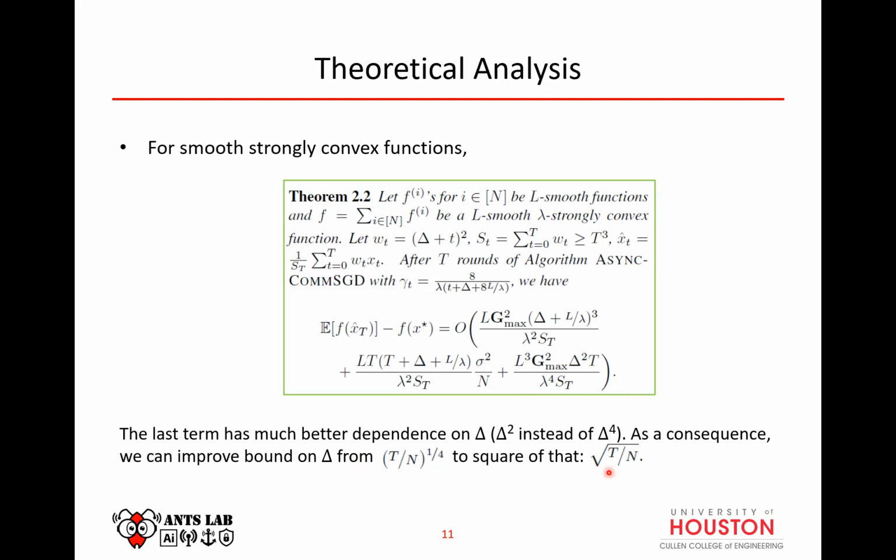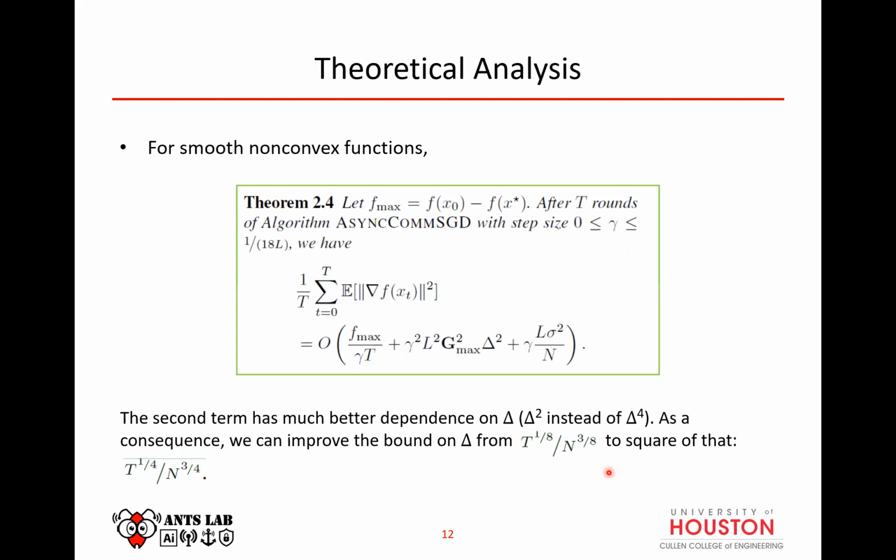So this was for the strongly convex functions. And they have a similar kind of analysis for the non-convex settings, where they use something called f max. It's a term to say what was the function value x0 that you started with, down to the global minimizer x star. The difference of that can be seen as the f max. And after running the complete T number of runs and using the learning rate or the step size in a particular range, we obtain a result like this.